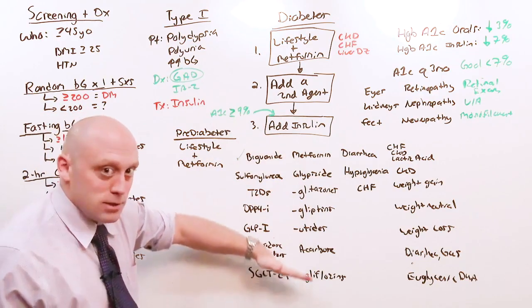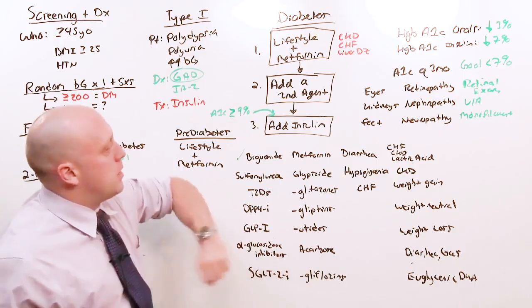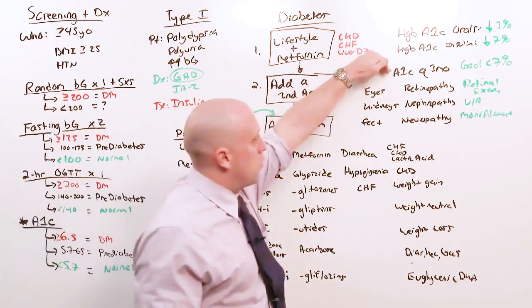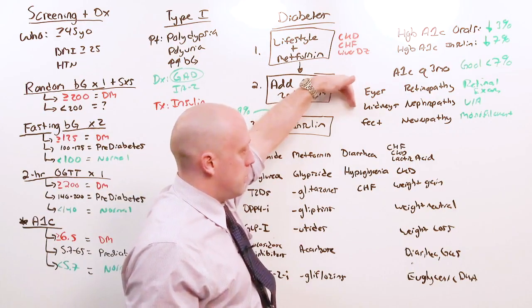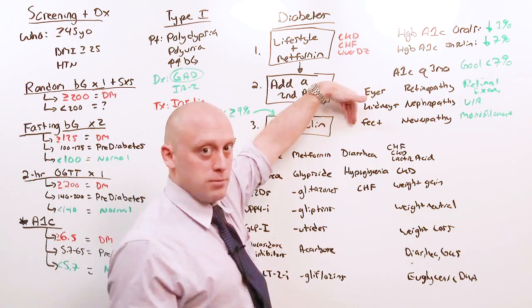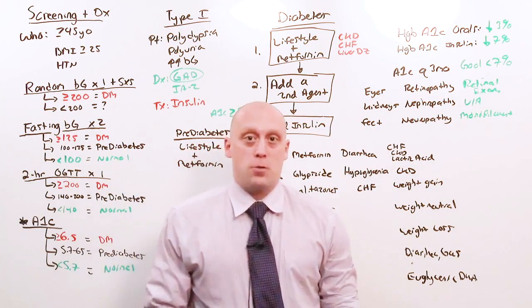Here are the medication classes. Scary. And then don't forget about every 3 months A1C, every year, retinal exam, urinalysis, monofilament examination. That is outpatient diabetes.